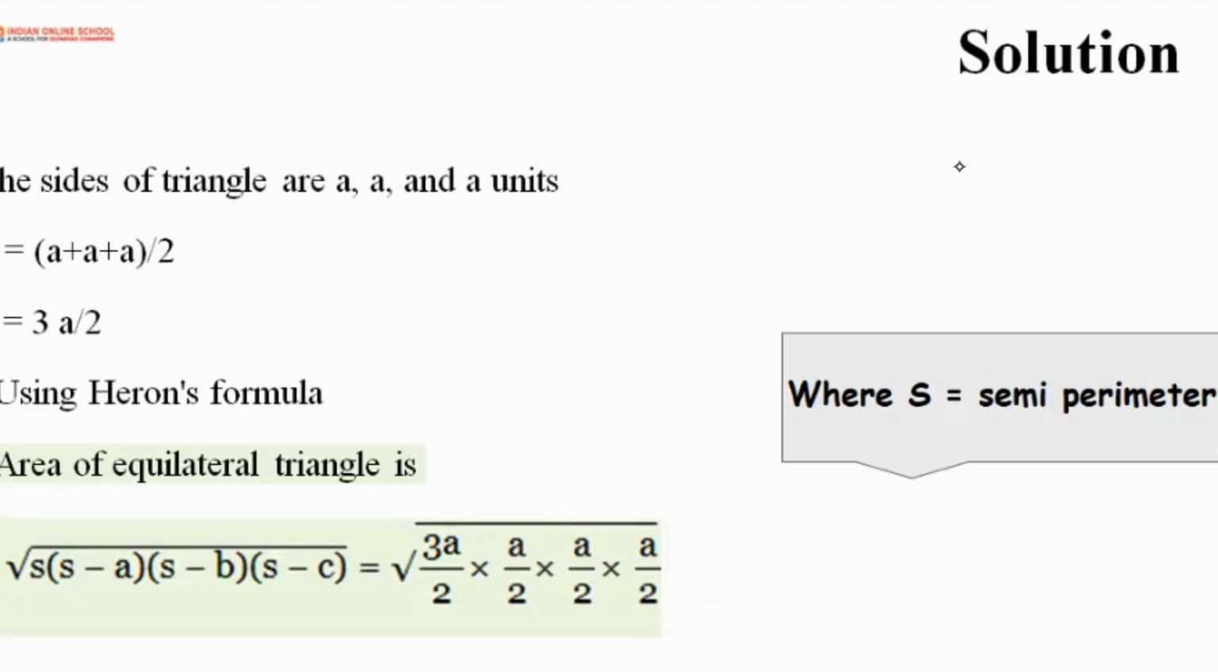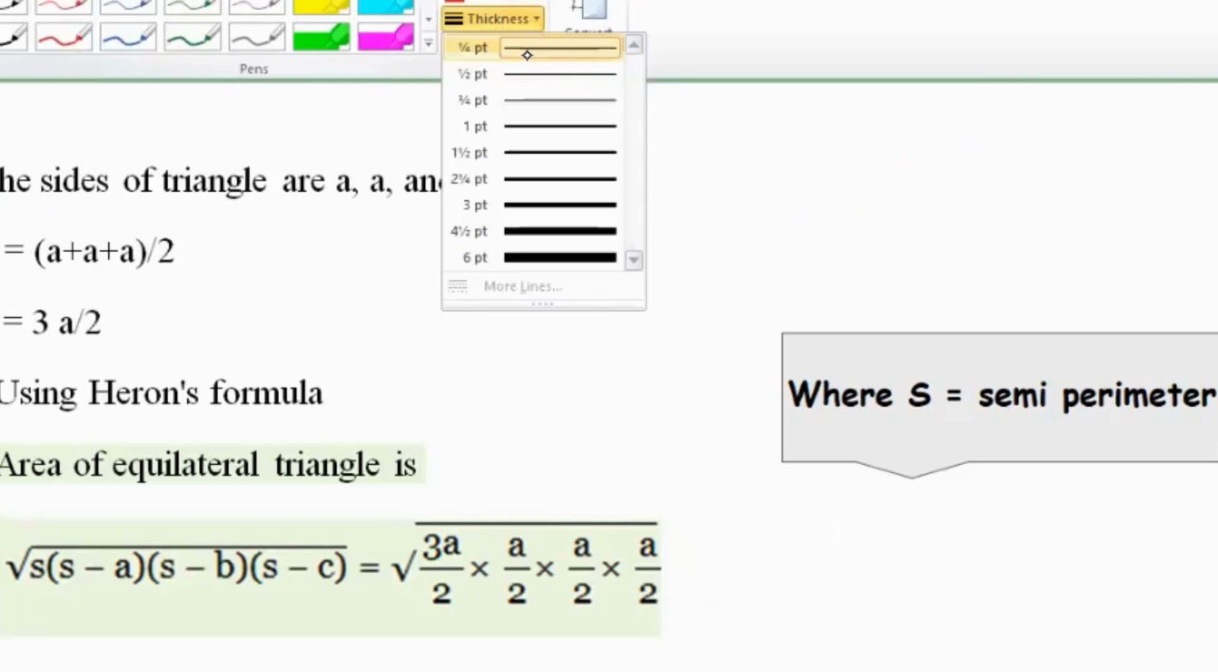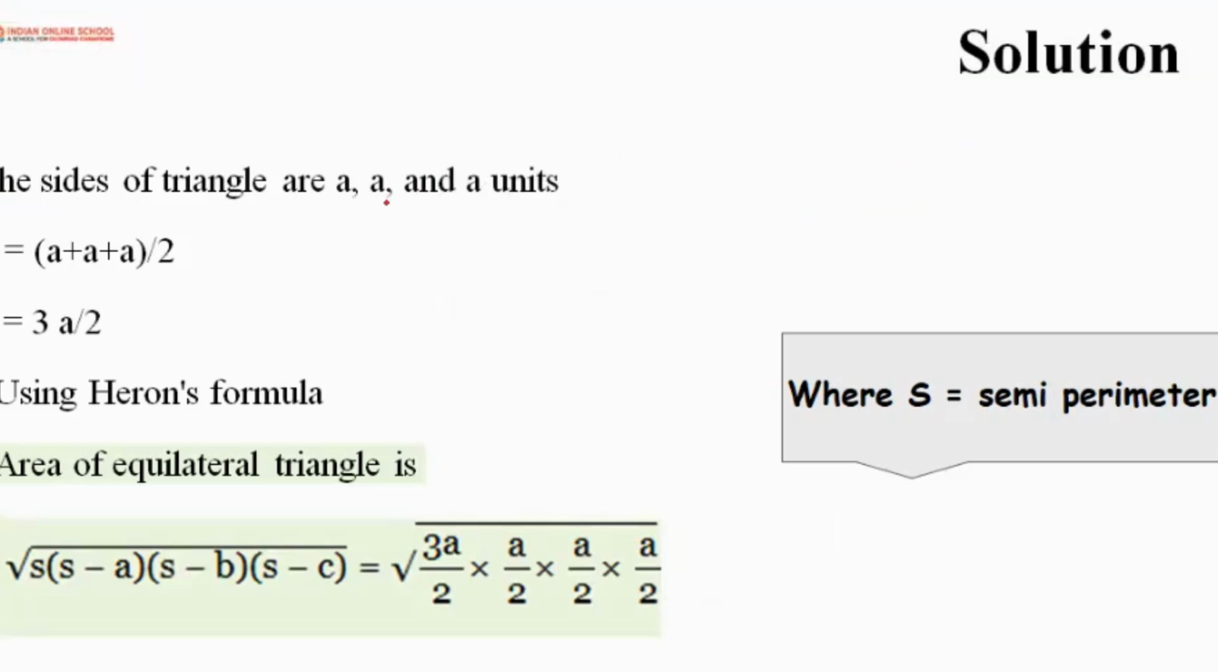Since here we are talking about an equilateral triangle only, in an equilateral triangle, as we already know, the length of each and every side is the same. So here we are taking the length of all the sides as a units. When we put it in the formula to find the semi-perimeter, we do a plus a plus a by 2. By doing it, we will get 3a by 2, correct? That is going to be our semi-perimeter.